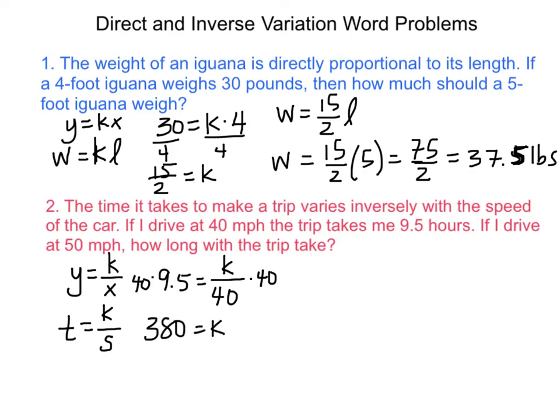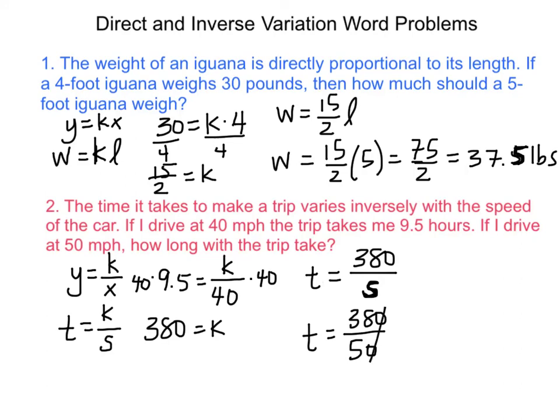So my equation that describes this problem is, it's not y, let me fix that, it's t. T equals 380 over s. And that 380 actually has a very certain significance for this problem. That's actually the distance that you're traveling in the problem. Okay, so how long is it going to take me to get there if I go an average of 50 miles an hour?